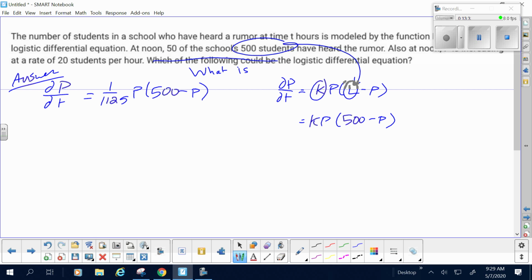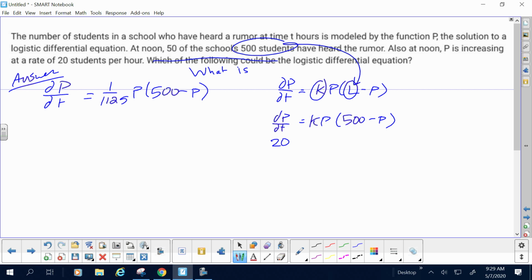All right, now the other one was definitely harder. That might have been what you had trouble with. You were fine with the 500. Also at noon, P is increasing. So you know 2 things at noon. How many students have heard the rumor? That's P. P represents the number of students who have heard the rumor, and it's increasing at a rate of, that's the rate of change. So the rate of change is 20 when P is 50. That's where I got the 1/125, assuming I did the arithmetic right. That's where that came from, all right?